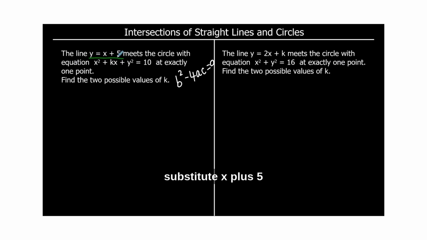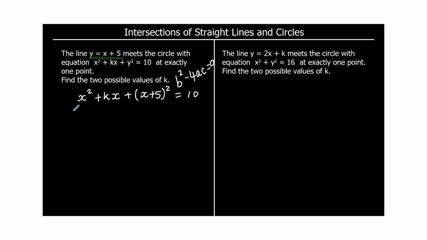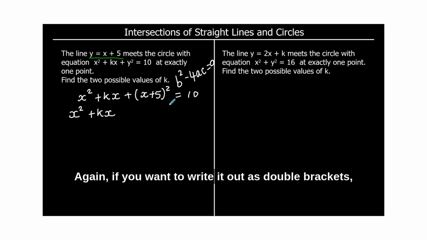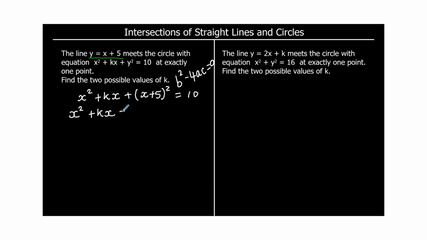So to find the intersection, substitute x plus 5 in for y. So we have x squared plus kx plus, changing y into x plus 5, (x plus 5) squared equals 10. Expand and simplify the bracket. So x plus 5 times x plus 5. Again, if you want to write it out as double brackets, it's no problem. So x squared plus 5x plus 5x plus 25 equals 10.